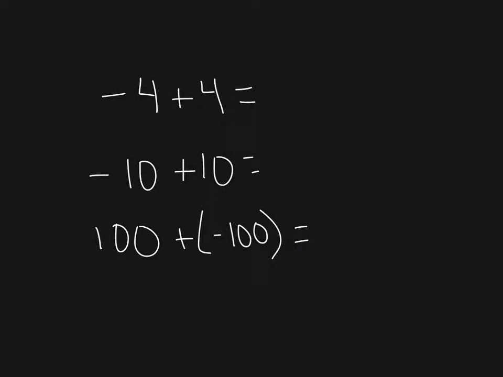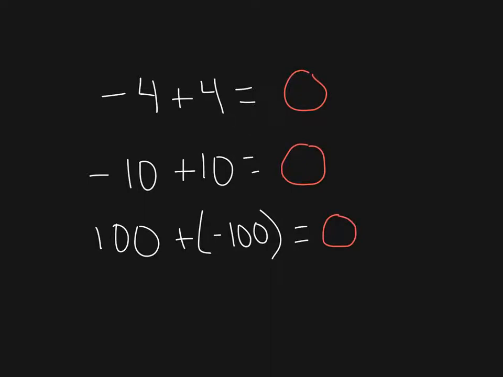Let's do a few more examples using the inverse property of addition, which says if you add opposites, our answer is 0. -4 and 4 are opposites, so that would be 0. -10 plus 10, those are opposites, so my sum is 0. 100 and -100 are also opposites, so my sum is 0.